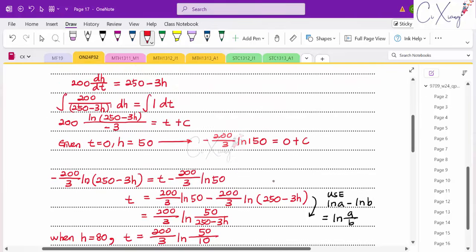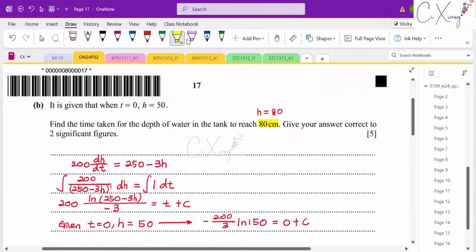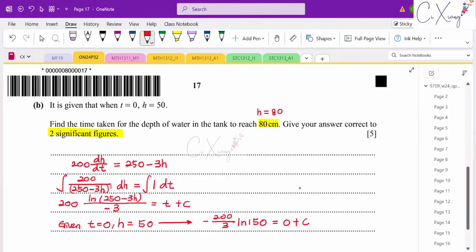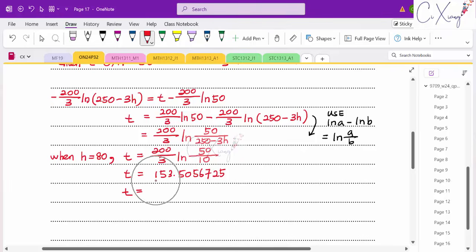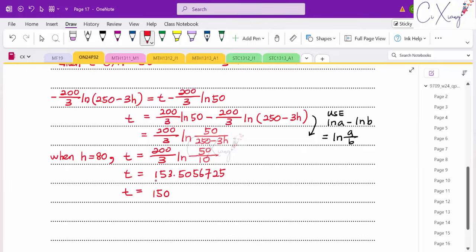And after that, if I refer back to the question again, they're asking us to leave our answer correct to two significant figures. So two significant figures means the first two numbers here, which is 150, and then the 3 here, I will put it as 0. So it should be 150 minutes, correct to two significant figures. Okay, so this is how we solve this question.